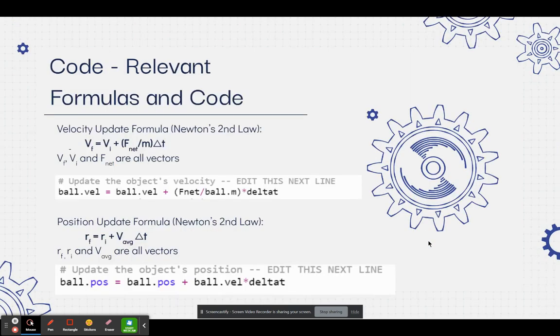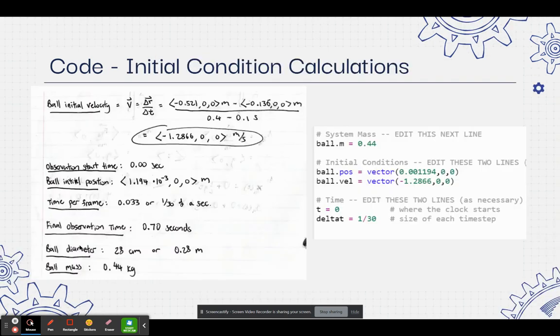Some relevant formulas and code derived from Newton's second law: the velocity update formula shown here, which can be translated into the code that will update the object's velocity as time moves. Same thing down here, the position update formula, which is also derived from Newton's second law, and which will update the ball's position as time moves on.